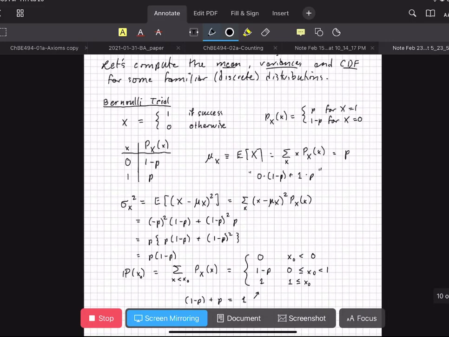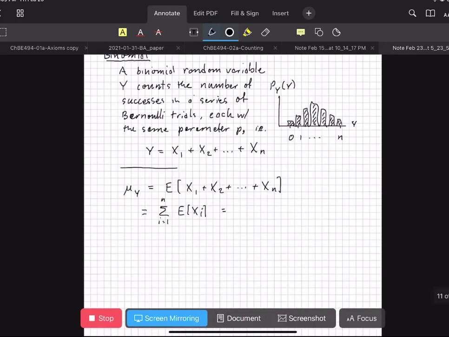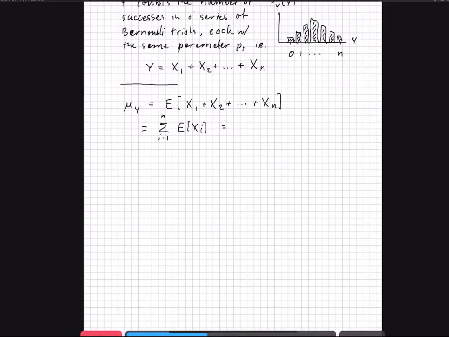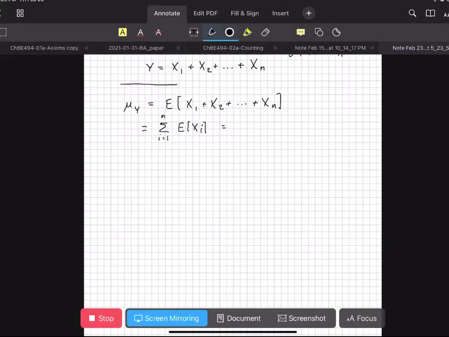Well, we just computed that, right? We just computed the mean of a Bernoulli trial with parameter p and found that it was p. So let's put this in as a sum over i equals 1 to n of the parameter p, and that's going to be equal to n times p. That makes a lot of sense, right?